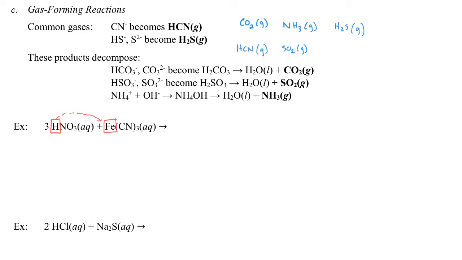Now let's look at this first example reaction that I have here below. So we have 2 reactants. We've got our nitric acid. Notice there's already a 3 coefficient there. We're going to see why that is here in a bit. But anyway, we have nitric acid and we have iron cyanide.